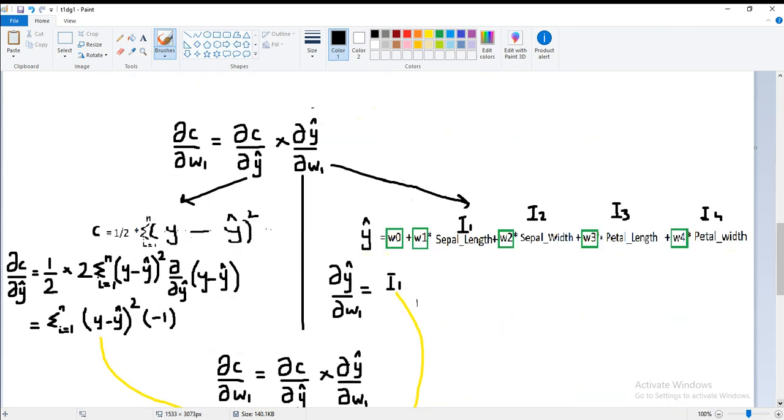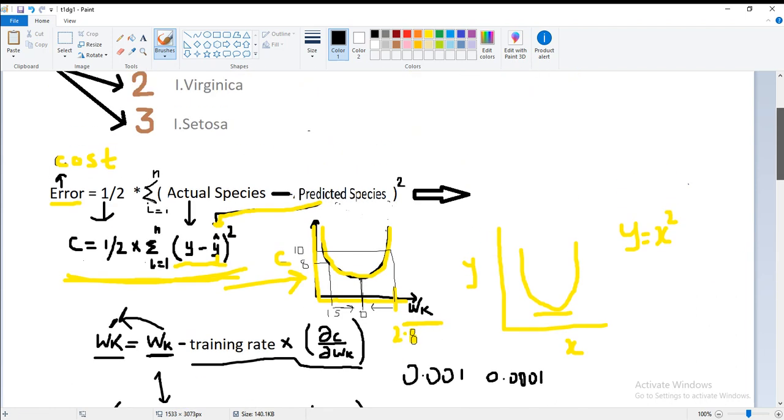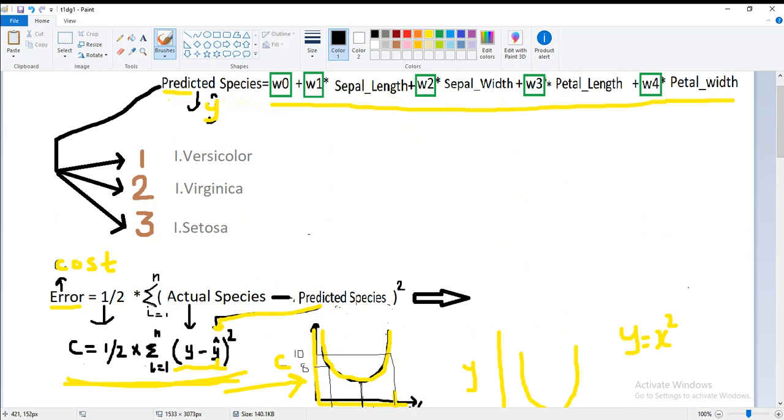Moving to the partial derivative of cost with respect to w1. So how can this be calculated? Now this will be calculated using the chain rule. As we have our cost function and our y-pred function, this is our y-pred function or y hat function, and this is our cost or C function. We have both of these functions, and these two functions can be written in the form of weights.